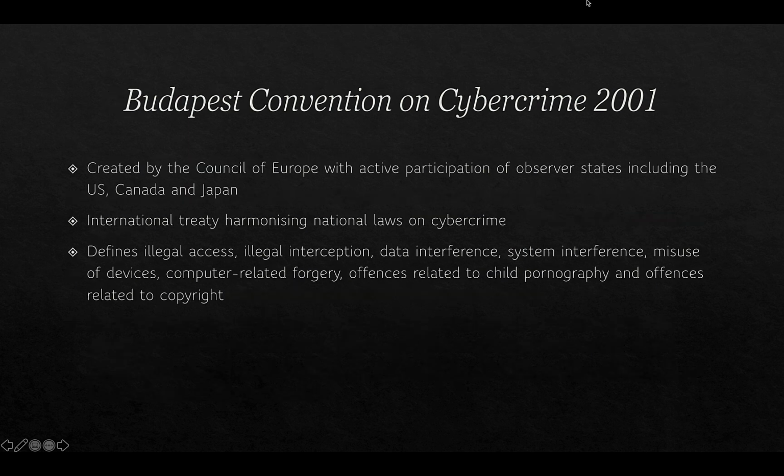So the European Convention on Cybercrime, actually also called the Budapest Convention on Cybercrime in 2001, was created by the Council of Europe and had the active participation of observer states including US, Canada and Japan. It's an international treaty harmonizing national laws, and it defines illegal access, interception, data interference, system interference, misuse of devices, and offences related to pornography and offences related to copyright as well.